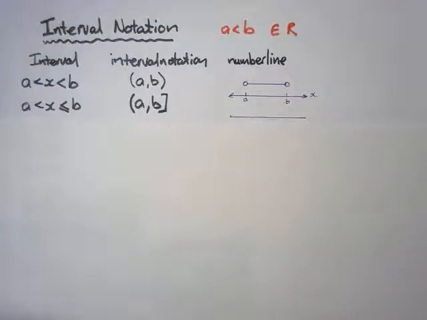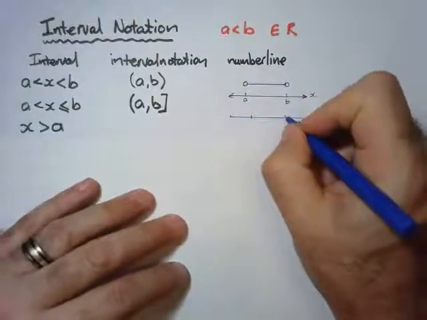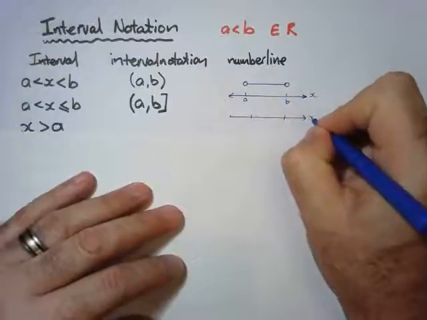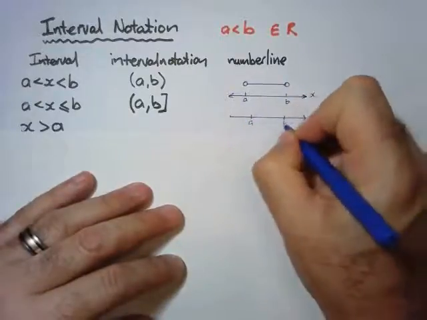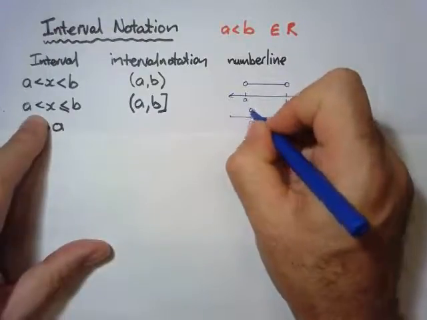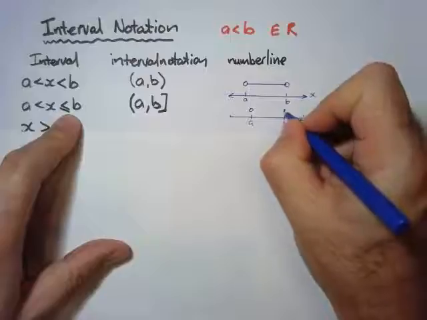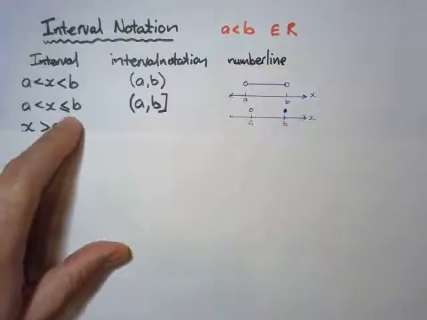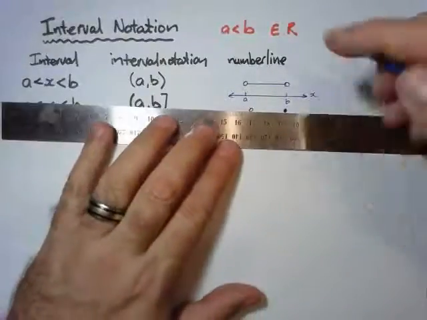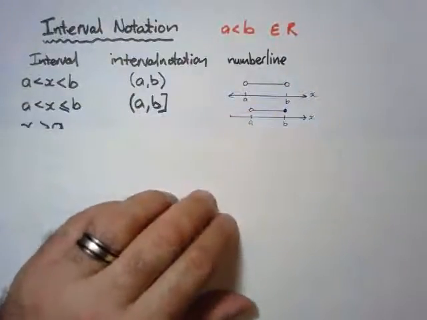How do I indicate that on my number line? On my number line I have, and I'm going to just bring it a little closer, A and B. This is going to be X. That's A and B. A is not included, so it's an empty circle. B is included in the possible values, so it's going to be a colored in circle, and that is how that one looks.